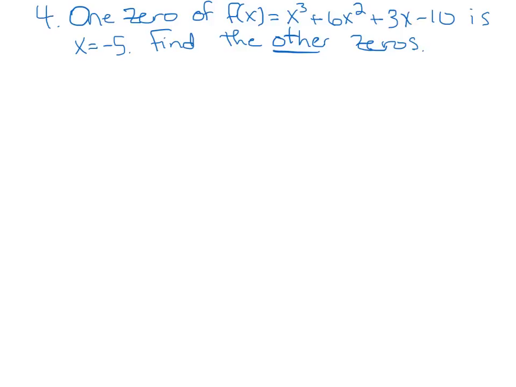Same scenario, we're given one of our zeros to the function. We need to find the other ones. So when we're done, we're not going to list the negative 5 again because that would mean that we have negative 5 and another negative 5 as zeros.